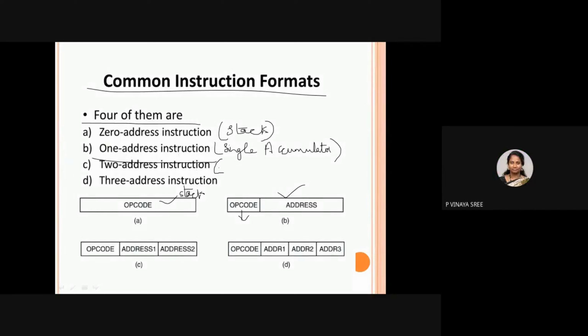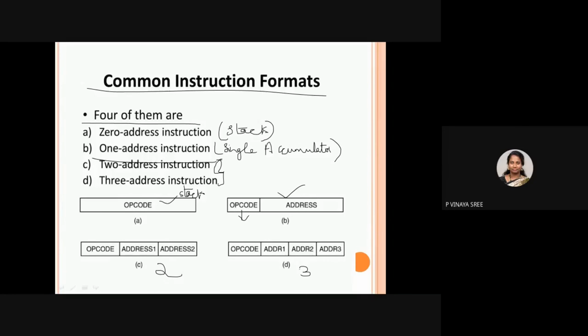Coming to two address and three address, both come under which organization, ma'am? General register, general purpose register organization. So these two have address 1, address 2, and address 1, address 2, address 3. This is your two address instruction format. This is your three address instruction format. Is it clear, everyone? Yes, ma'am.